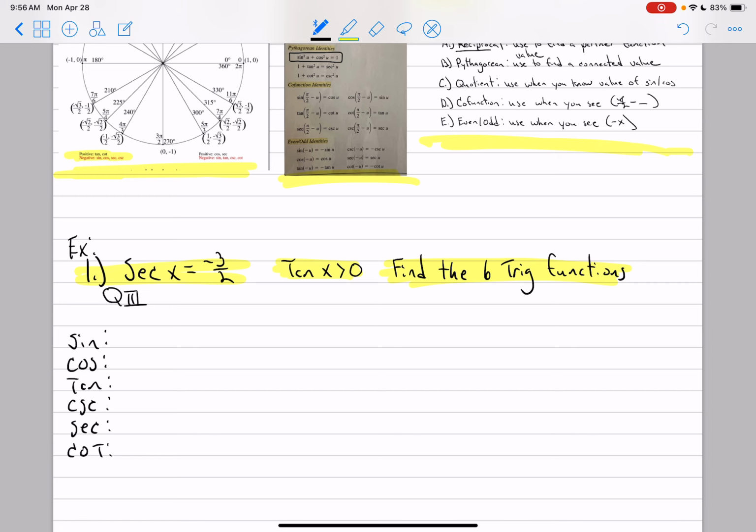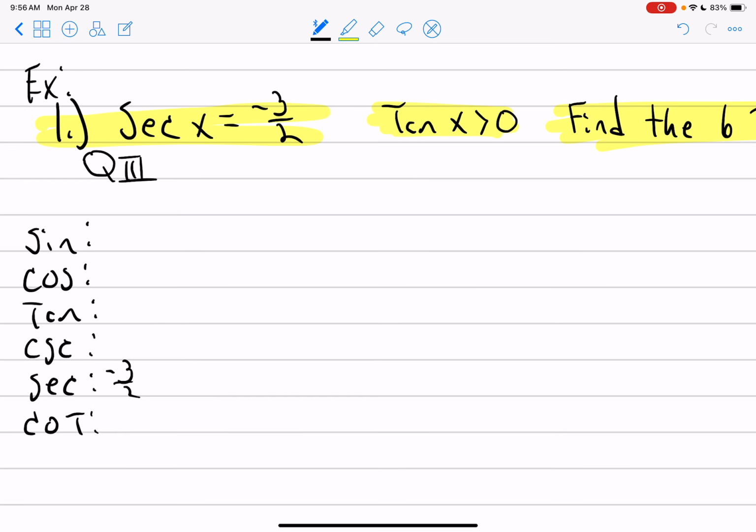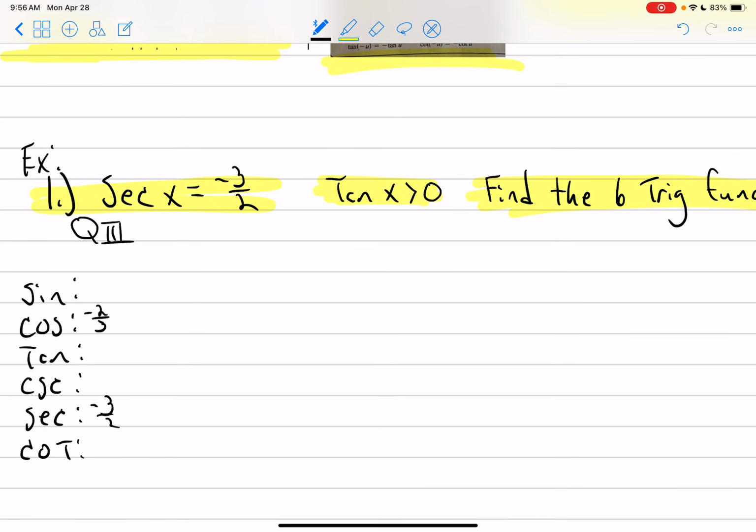So what do I know already? I know secant is negative 3 over 2. I'm going to make this bigger. Secant is negative 3 over 2. So I know the reciprocal of secant is cosine. So cosine should be negative 2 over 3, right? That's just using the reciprocal identities. Okay. So I know that so far.